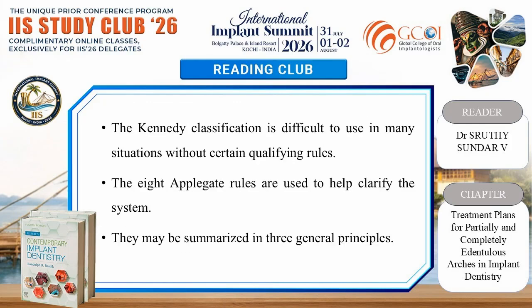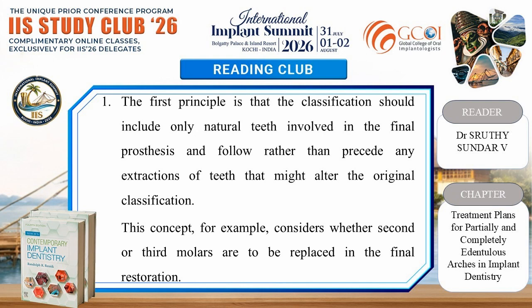The Kennedy classification is difficult to use in many situations without certain qualifying rules. The 8 applicable rules are used to help clarify the system. They may be summarized in the 3 general principles. The first principle is that the classification should include only natural teeth involved in the final prosthesis and follow rather than precede any extractions of teeth that might alter the original classification. This concept, for example, considers whether second or third molars are to be replaced in the final restoration.